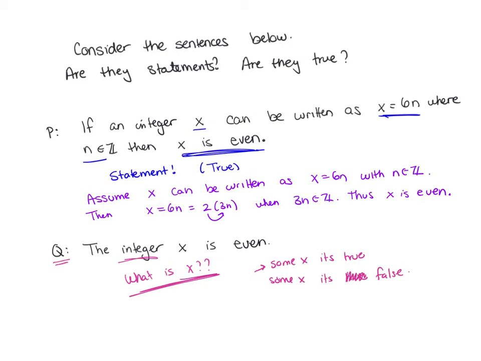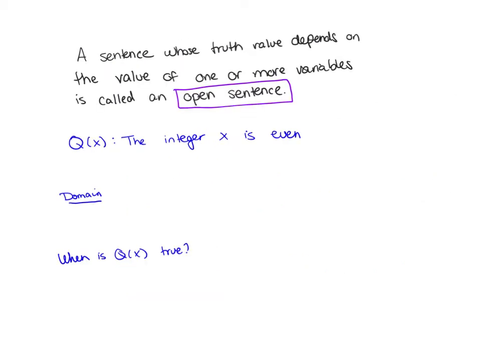So we need some more structure here so we can actually talk about that. And that's what we'll see on the next slide. When I have these things that are like statements, but they depend on a variable, I call those open sentences. So a sentence whose truth value depends on the value of one or more variables is called an open sentence. So if I consider this Q of x that says the integer x is even, that's actually an open sentence instead of a statement. The domain of this open sentence is just all possible values for that input variable.